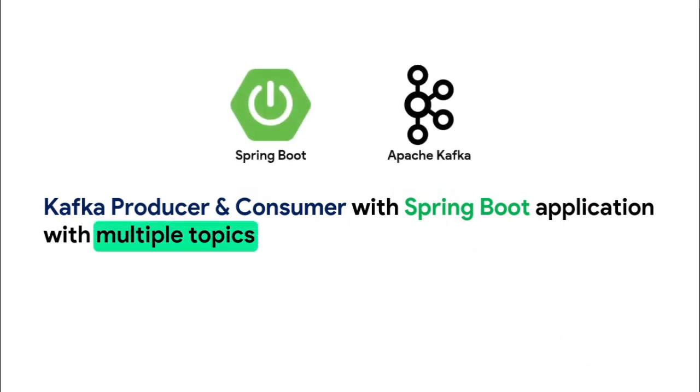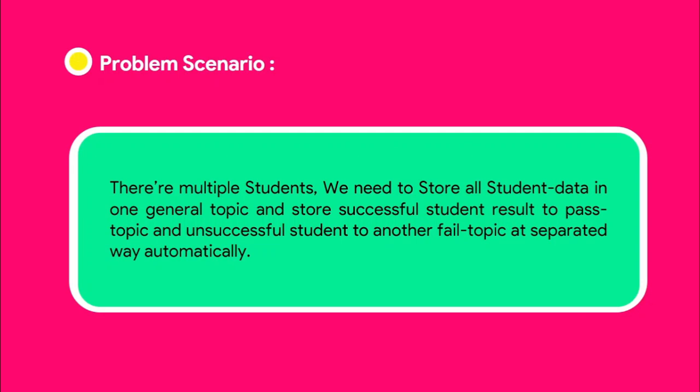In this video, we're going to talk about the Kafka producer and consumer with a Spring Boot application with multiple topic example. For our video demonstration, we have one problem scenario. There are multiple students. We need to store all student data in our general topic called the student topic, and store all pass data to the pass result topic and unsuccessful student data to the failed result topic separately, and that will happen automatically from our application.